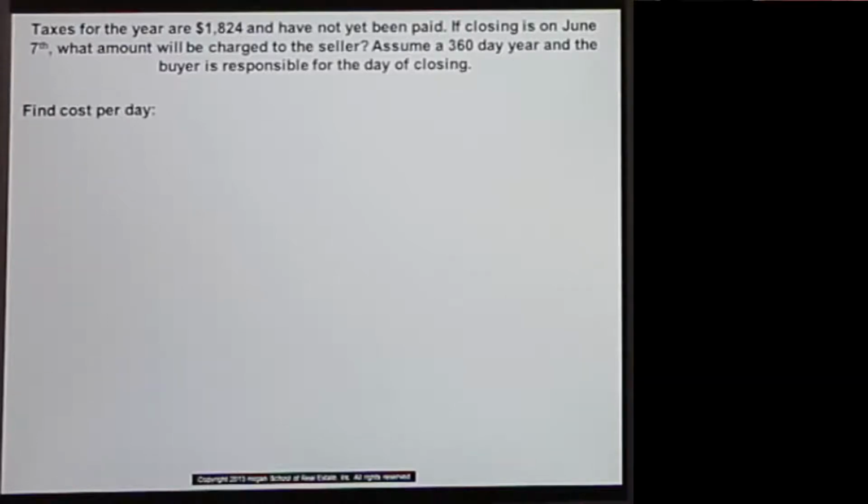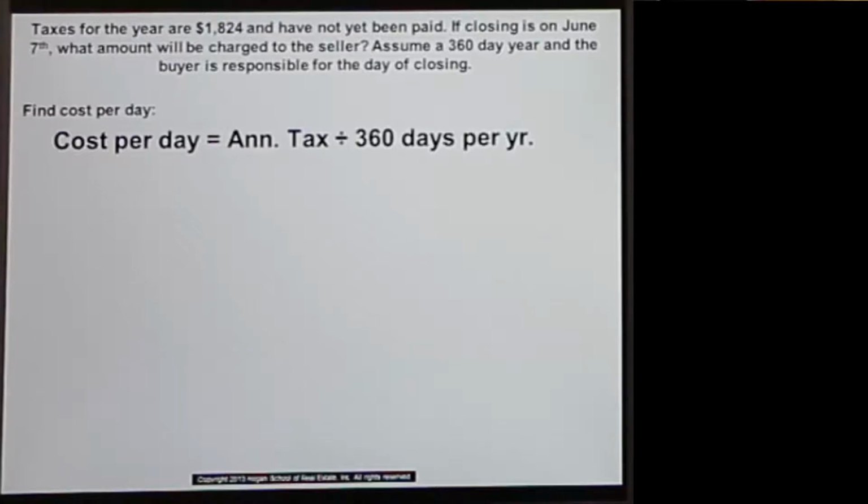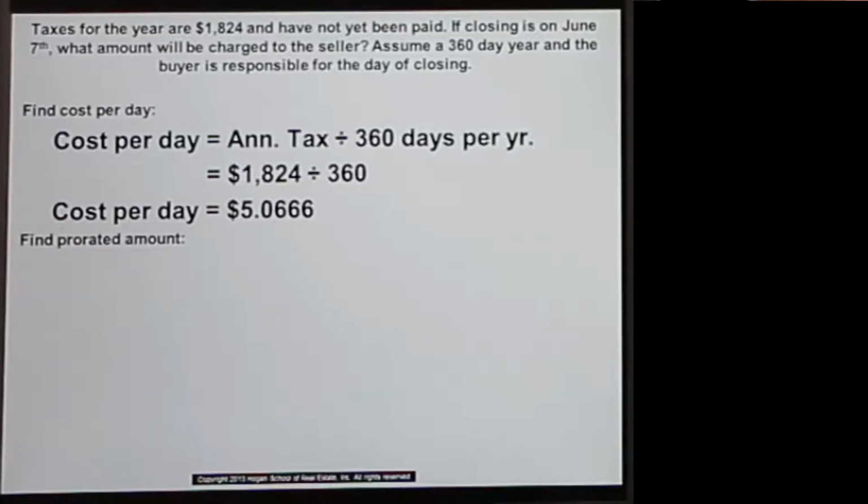Now, we found the days used. Now let's find the cost per day. We take the annual taxes and we divide it by 360 days per year. So that's $1,824 divided by 360. That gives us a cost per day of $5.0666 per day. Now let your calculator do the work here. Don't round that number. But we'll see what happens if you round the number in just a minute.